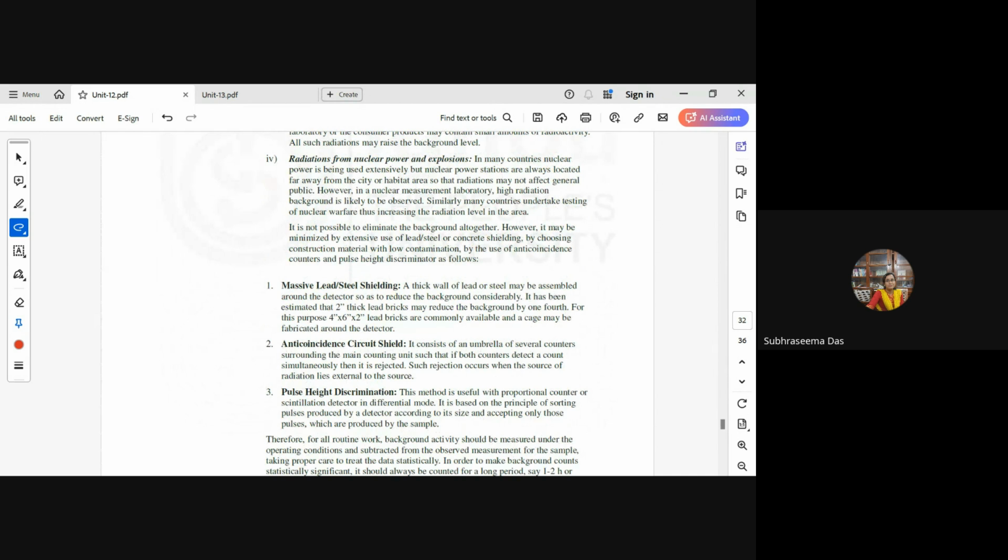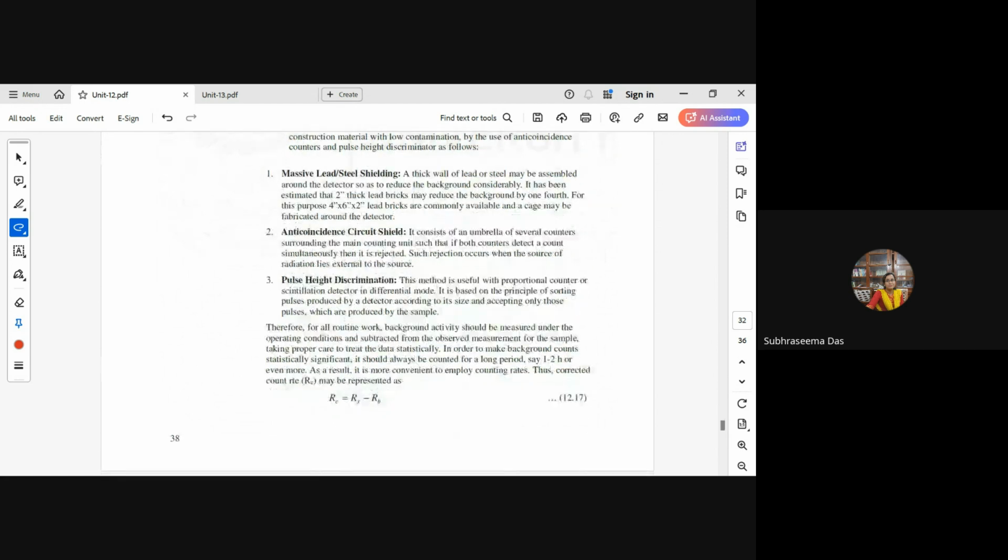We cannot altogether eliminate the possibility of background radioactivity. However, it may be minimized to some extent by using massive lead or steel shielding. We can also use an anti-coincidence circuit shield, which consists of an umbrella and shields the detector and the reactor. We can also use pulse height discrimination.